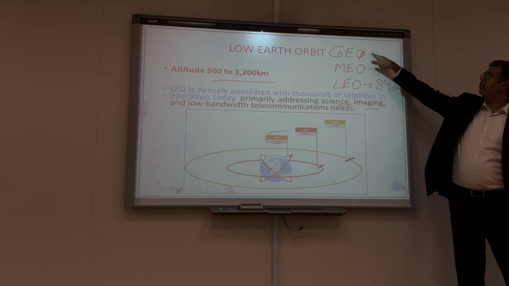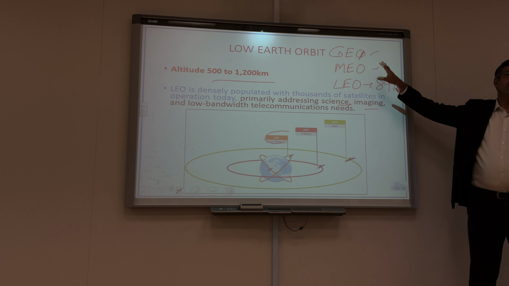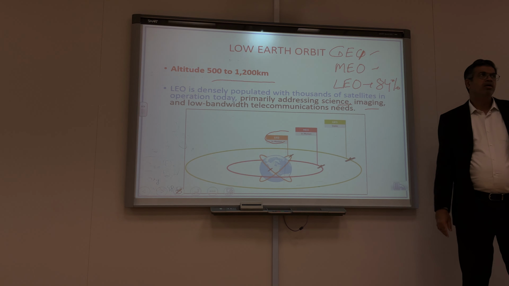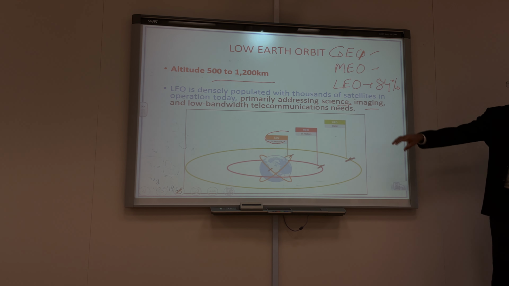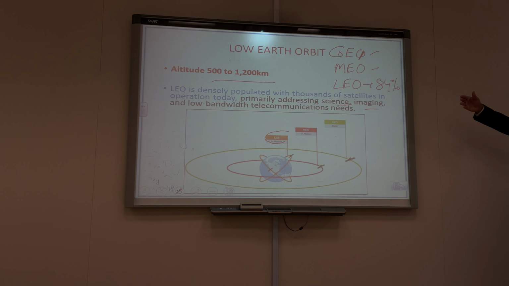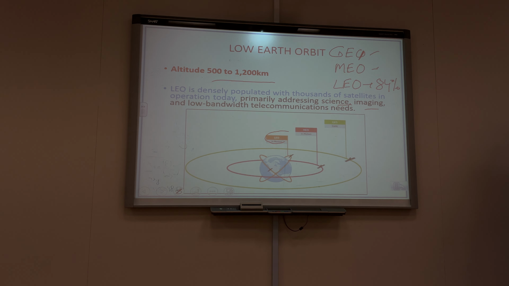Then it is followed by the GEO, and the minimum number of satellites are in the MEO. And why the least number of satellites are in MEO? Yes, it's only for the navigation system. So that is why a few satellites are in the MEO, but the maximum are in LEO, followed by GEO, and then you have the MEO.